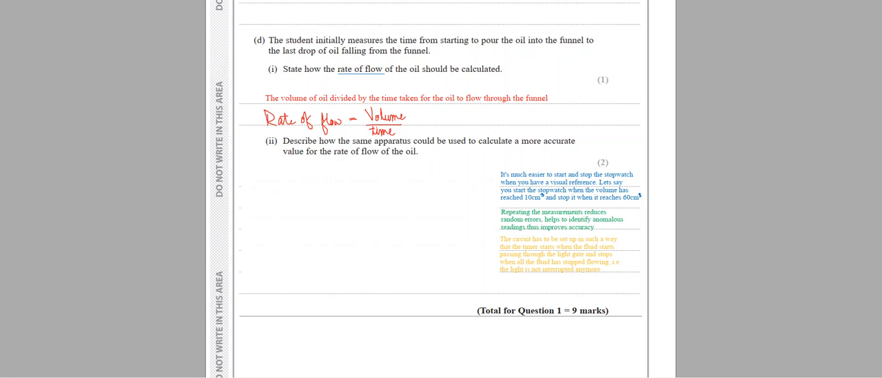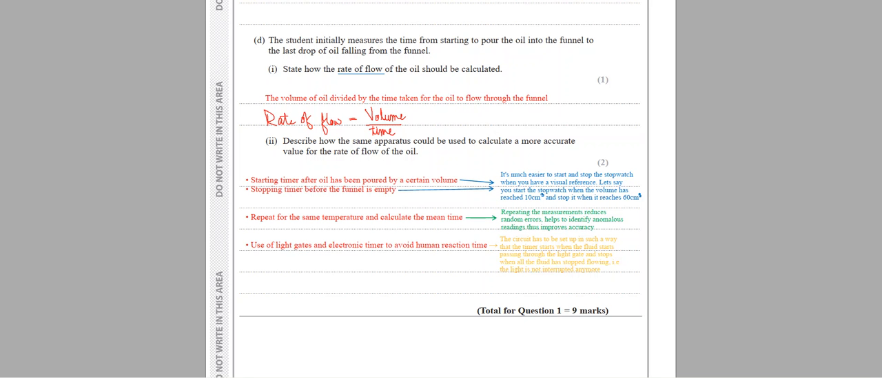The circuit has to be set up in such a way that the timer starts when the fluid starts passing through the light gate and stops when the fluid has stopped flowing, that is, the light is not interrupted anymore. So these are the things I just wrote to explain the whole idea, and these are the points that you should be writing for your answer.